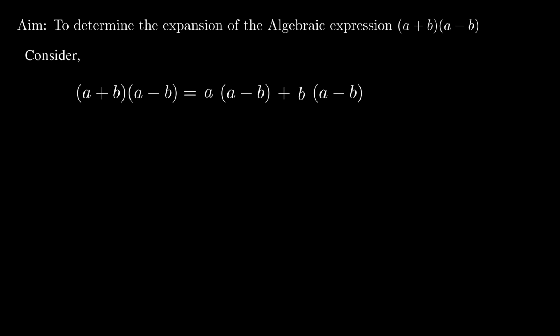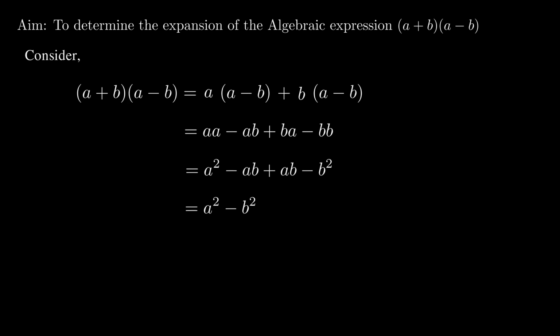Now, by distributing a over a minus b and putting the plus sign, then distributing b over a minus b, we can write it as aa minus ab plus ba minus bb. Moreover, it can be rewritten as a squared minus ab plus ab minus b squared. Now, by canceling both the middle terms, we are left with a squared minus b squared. Hence, we are done with the expansion.